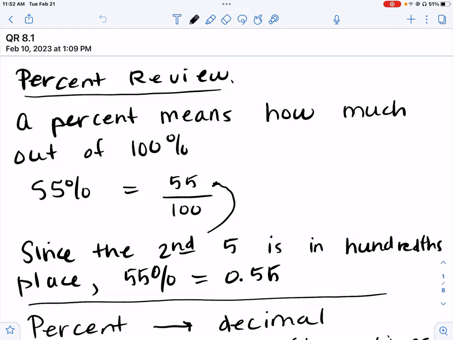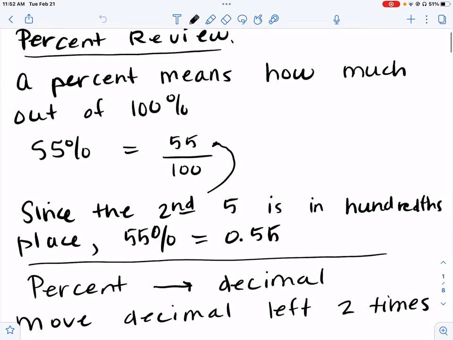Okay, this is section 8.1. First, we're going to do a little review of percents. A percent means how much out of 100%. So how much out of 100? 55% means 55 out of 100.